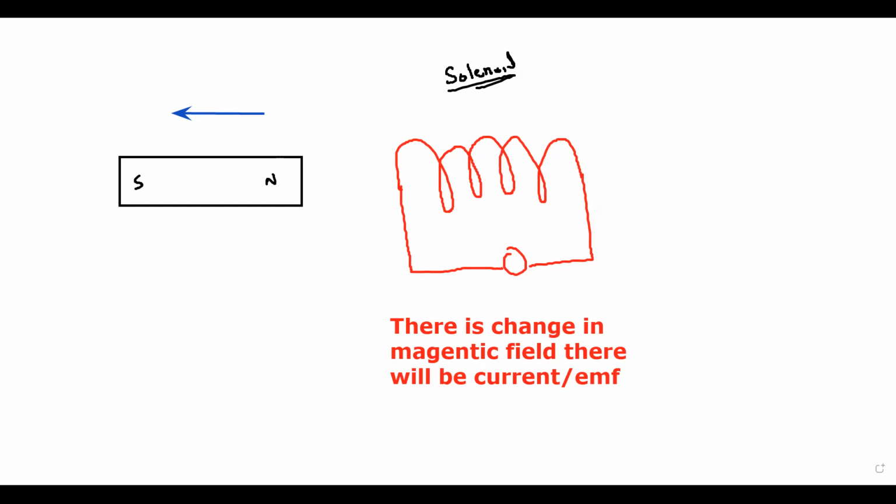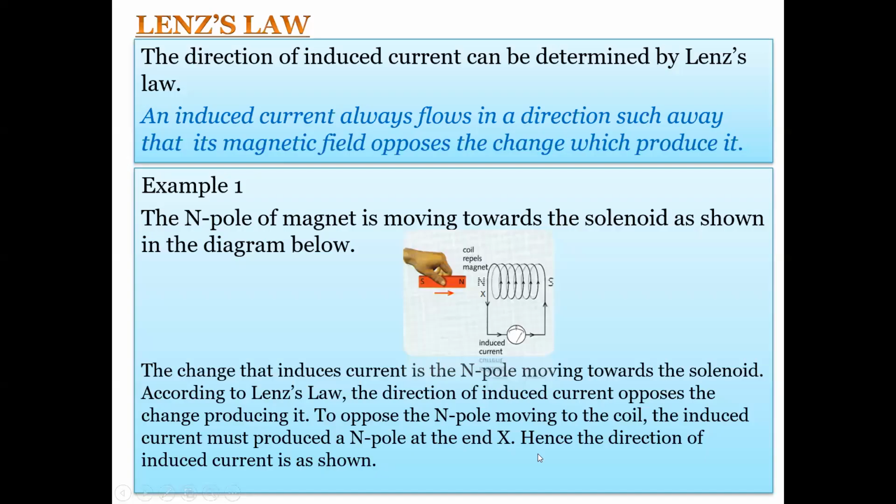It will try to oppose. And how can it oppose? By producing an opposite pole. So a south pole will be here on the left hand side and a north pole on the right hand side, and the direction of the induced current will be opposite. So changing the direction in which the magnet moves will induce EMF but in the opposite direction. So that is Lenz's law, that the EMF induced always tries to oppose the change in magnetic field. Is the concept of Lenz's law clear?